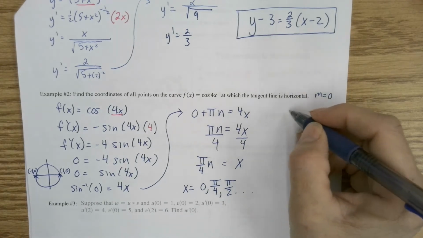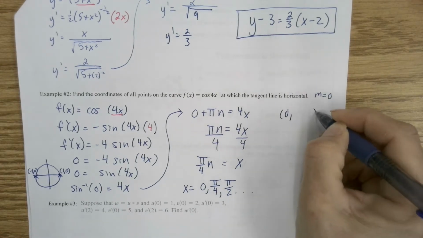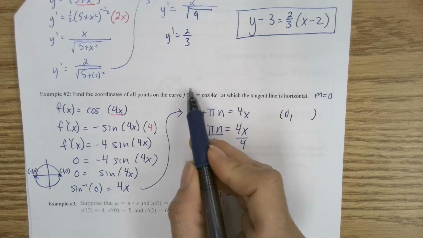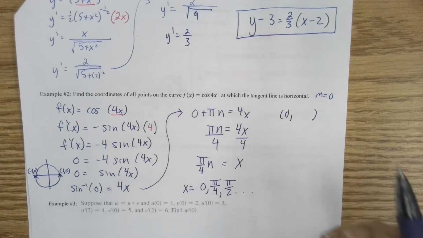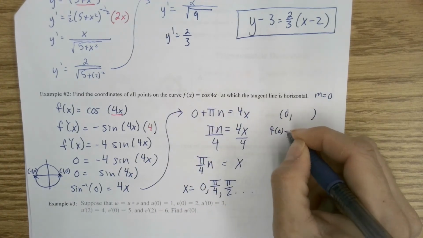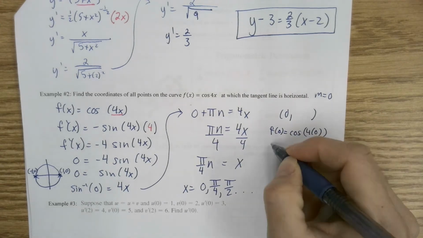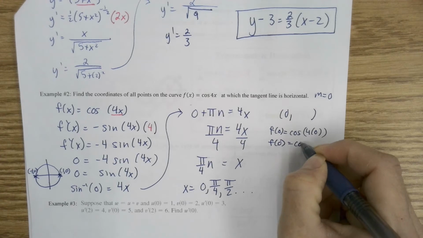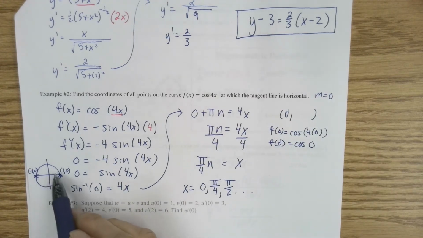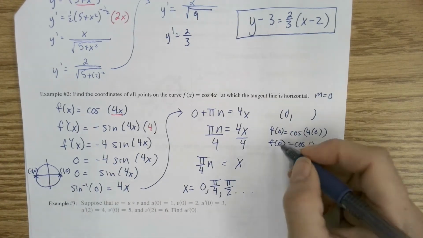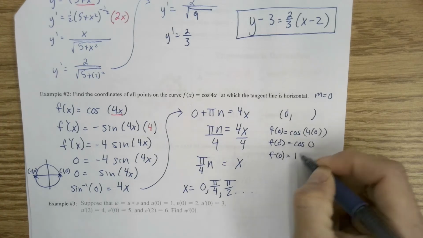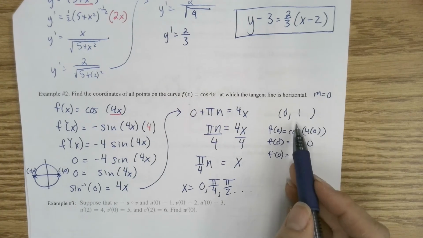So if I were finding individual coordinates, I'm substituting 0 back into my original function. So that would be f of 0 equals cosine of 4 times 0. So that is cosine of 0. Let's come back over here. Cosine of 0 is 1. So f of 0 is equal to 1. So there's one example of a point.